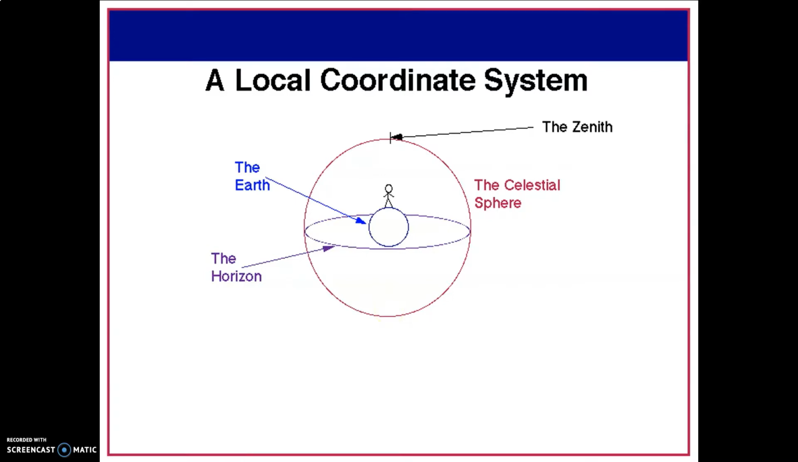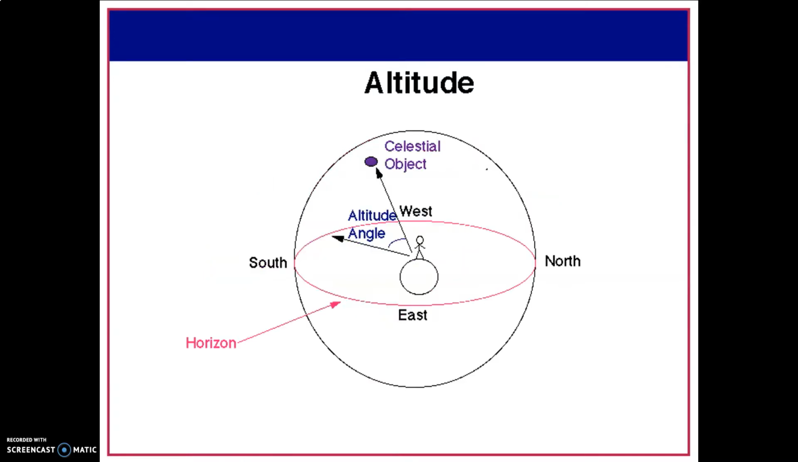So let's do an example here, just showing what altitude and azimuth are. If you are here on the Earth and there's an object in the sky, you can actually measure from the horizon up to where the object is in the sky, and that angle is called your altitude angle, measured in degrees. And I'm going to teach you how you can actually measure altitude using your hands. You can use your hand as a measurement tool to measure altitude and azimuth.